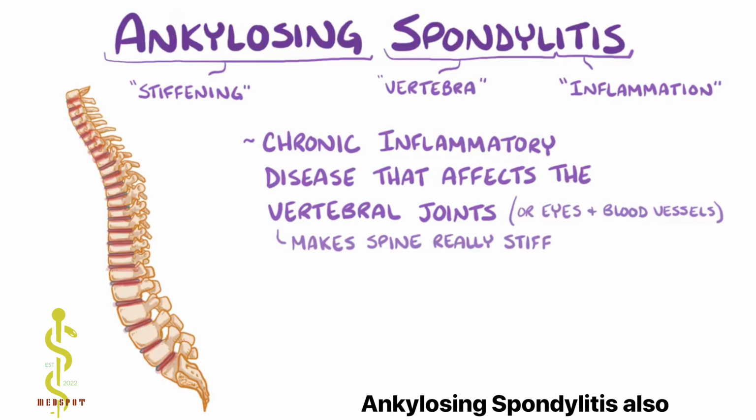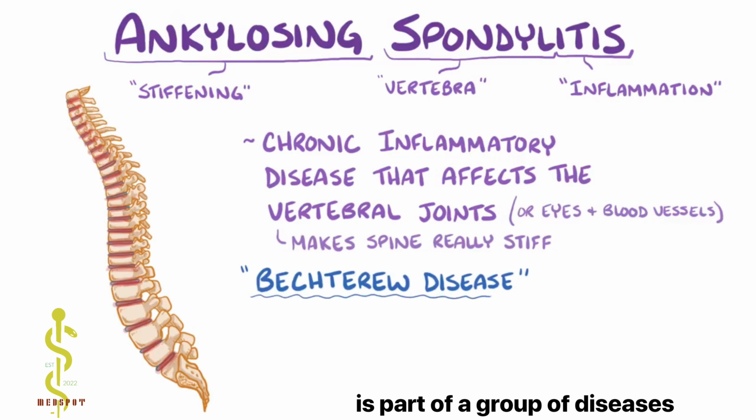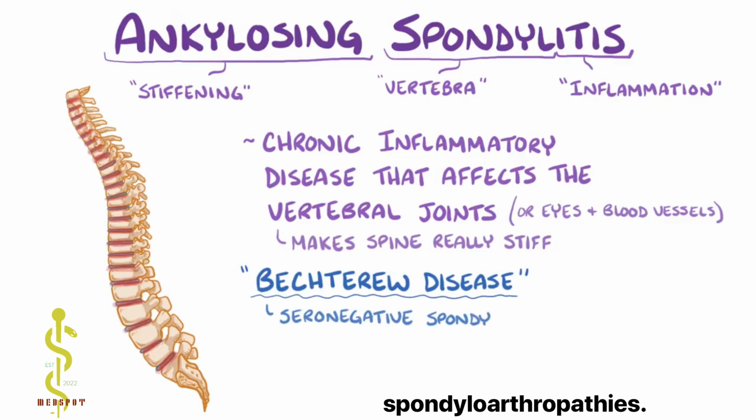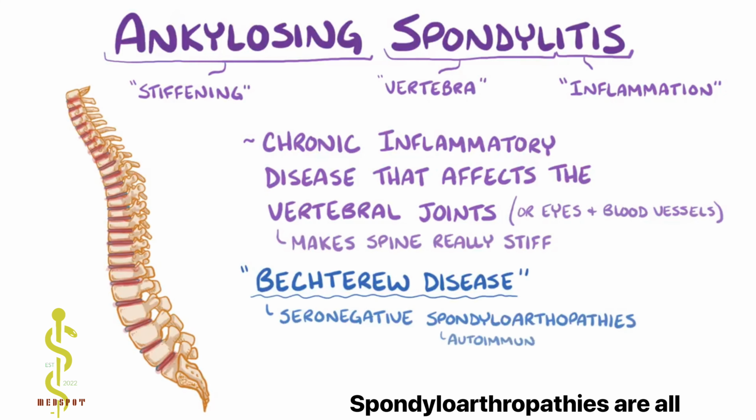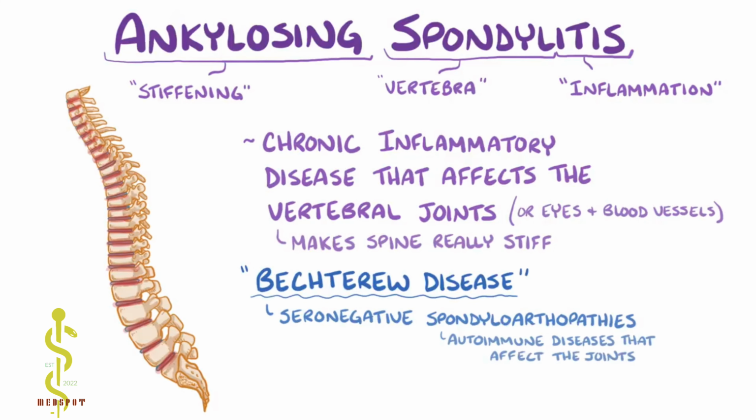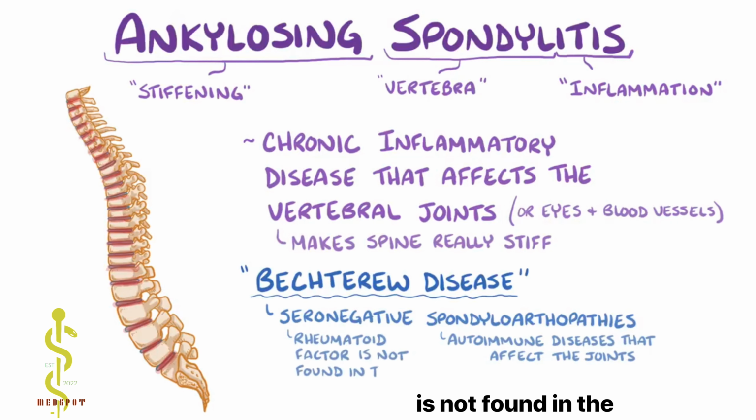Ankylosing spondylitis, also called Bechterew disease, is part of a group of diseases called seronegative spondyloarthropathies. Spondyloarthropathies are all autoimmune diseases that affect the joints, and they're seronegative, which refers to the fact that rheumatoid factor, which is an autoantibody, is not found in the blood.